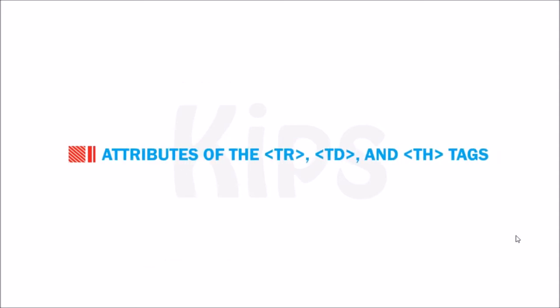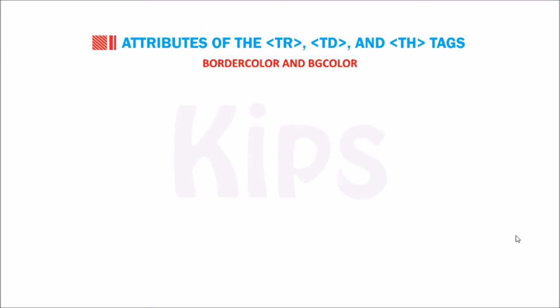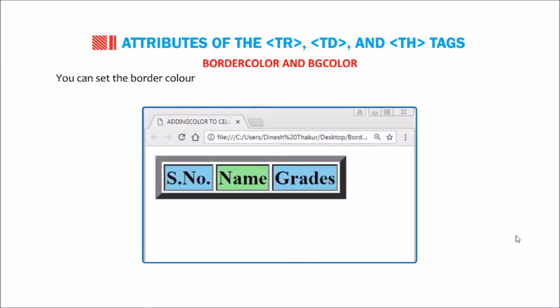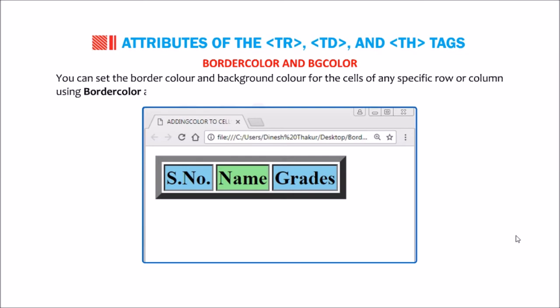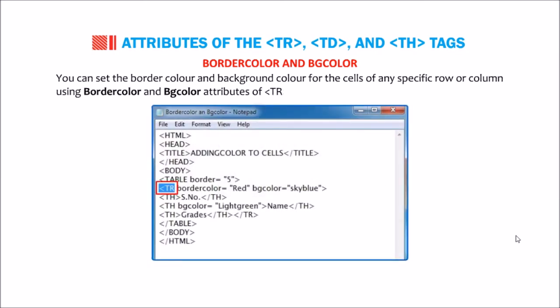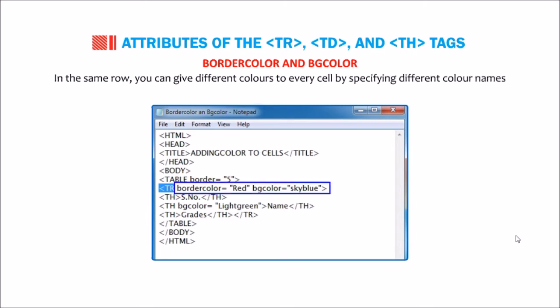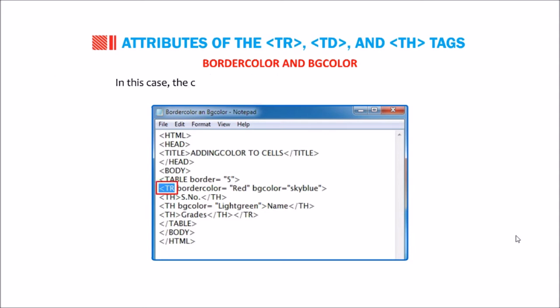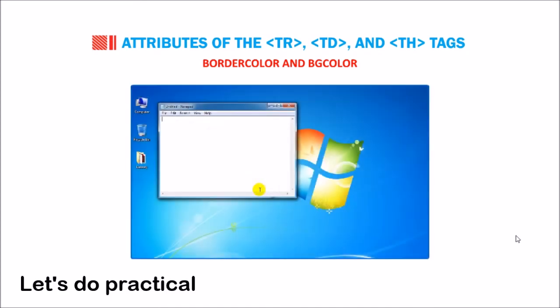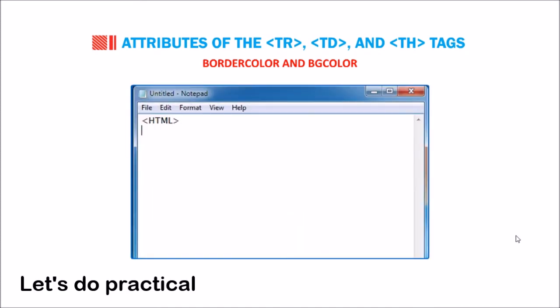Now let's talk about attributes of the TR, TD and TH tags. Border color and background color. You can set the border color and background color of the cells of any specific row or column using border color and background color attributes of TR or TD tags. In the same row, you can give different colors to every cell by specifying different color names or color codes using TD or TH tag. In this case, the color attribute of TR tag does not show any effect.